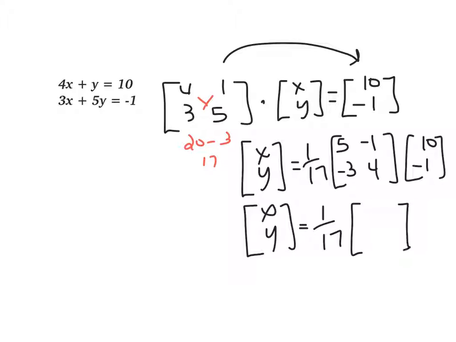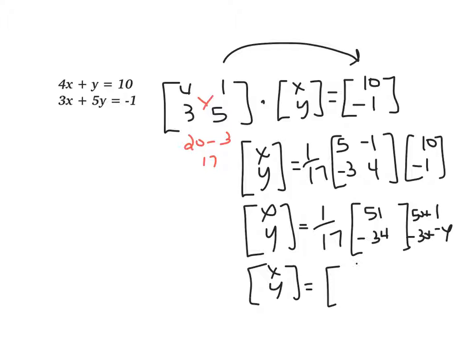I'm going to multiply those two going across down, which would be 50 and minus 1. And then also negative 30 minus negative 4. Sorry, it should be 50 plus 1 right there. So I get 51 and negative 34. And so when you distribute the scalar, or you take the 1/17 through, 17 goes into 51 3 times. It goes into negative 34 2 times. So there's your answer, 3, negative 2.